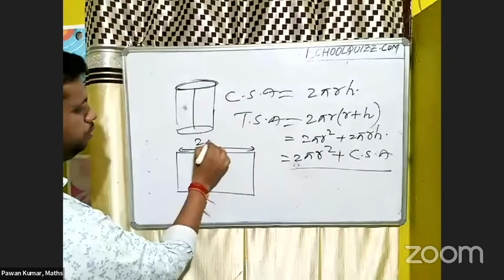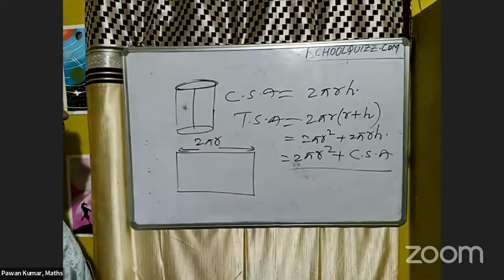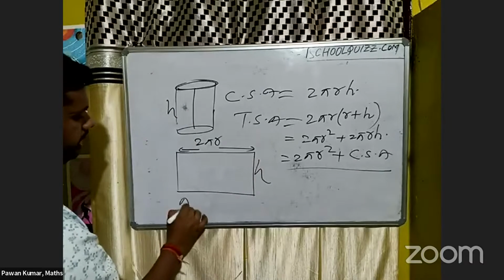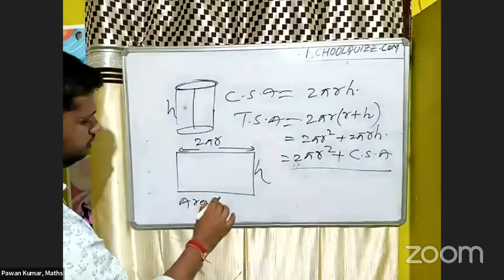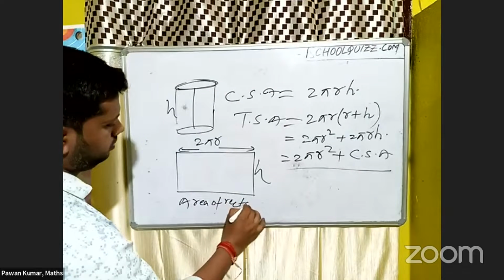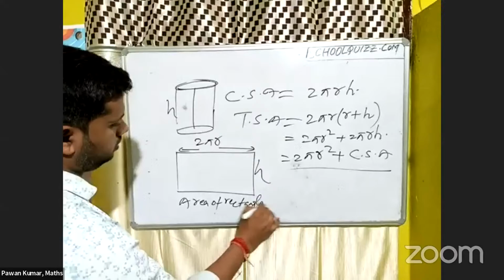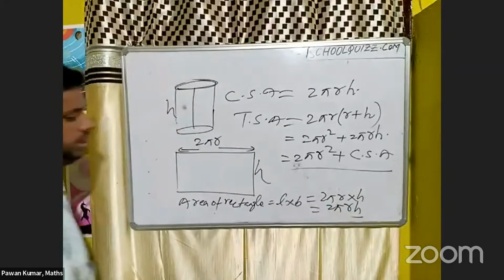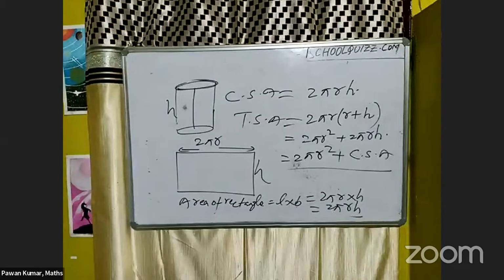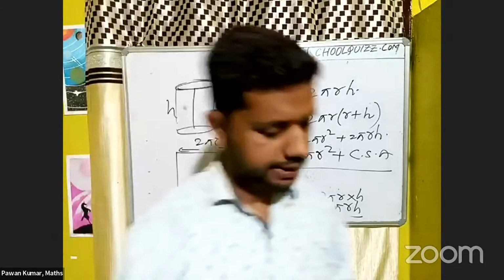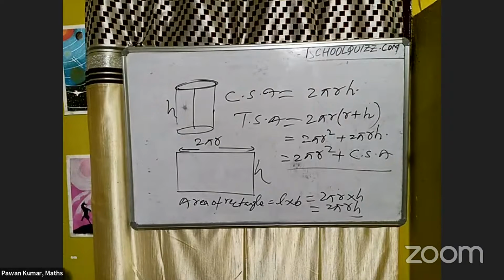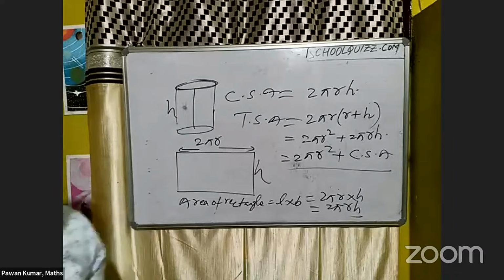This will be 2 pi r. Correct. This is the height of this one. So this will be the height. So what is the area of a rectangle? L into B. 2 pi r, and what is the breadth, the height? h. So this is the CSA of the cylinder. Simple. What is tough in this? Understand this one?